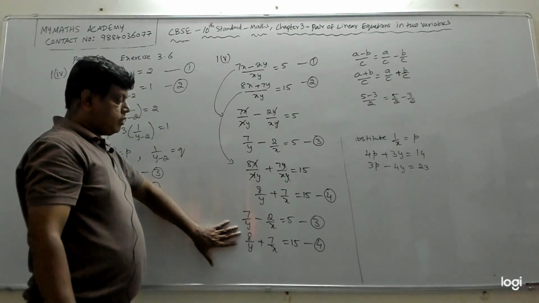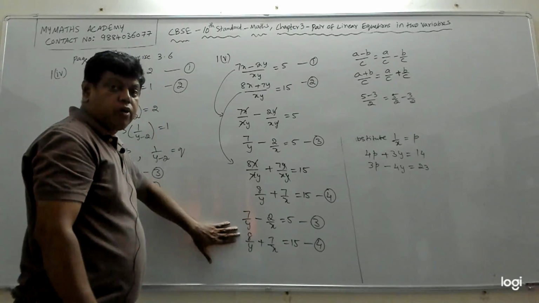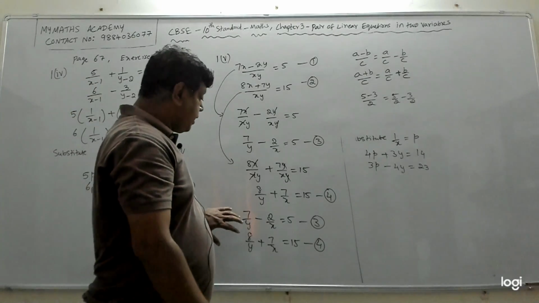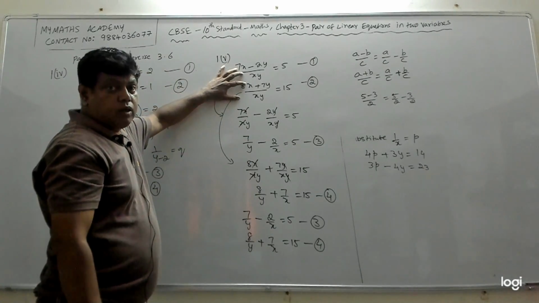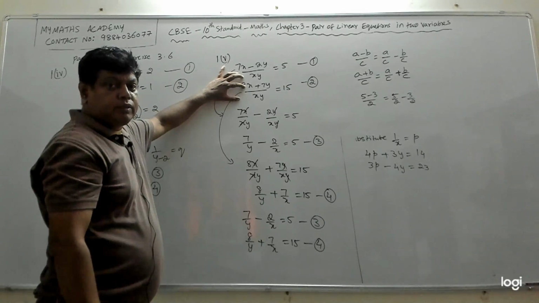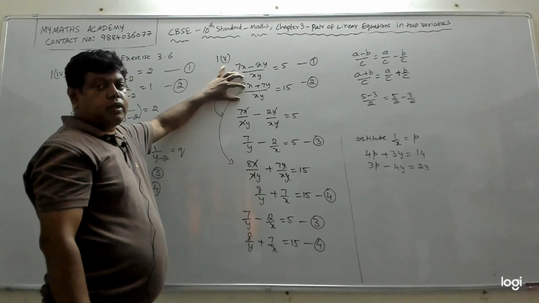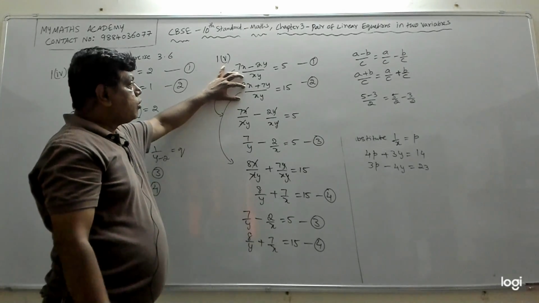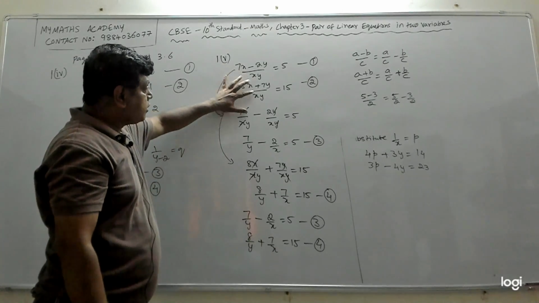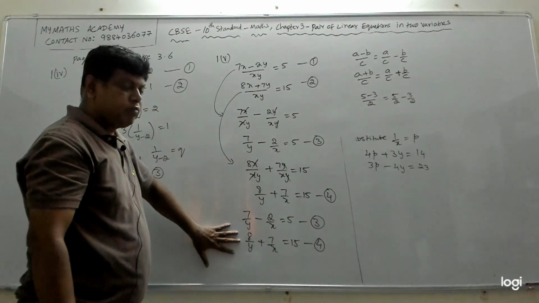Now again we have the variable in the denominator. This is still not a linear equation in two variables, but here we can make a substitution. In the earlier form we couldn't make any substitution, we can't put 1 by x equal to p, or 1 by y equal to q. So we are slowly converting the equation into this form.